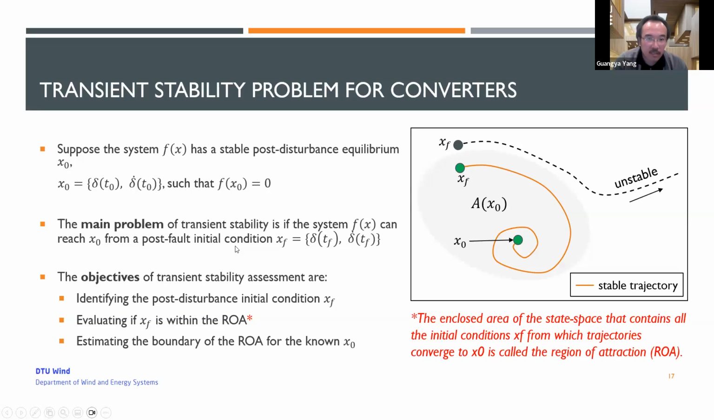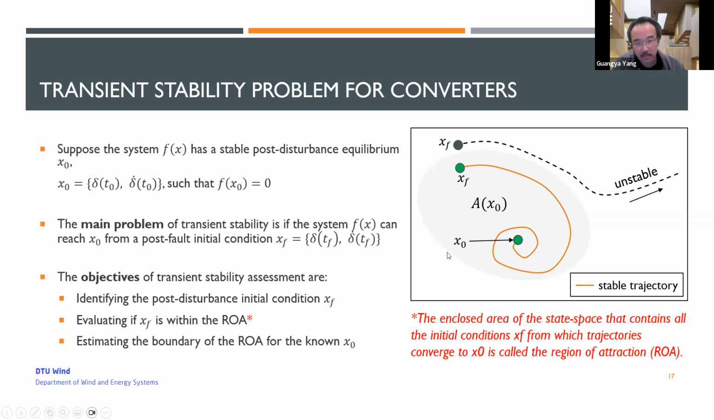So for transient stability of converters, initially you have a stable point, and you also know there will be a stable post-disturbance equilibrium. The main problem for transient stability is whether the system after the fault, where it's XF, is able to transit to the stable equilibrium point. If this XF is outside of the region of attraction, then you will go to the unstable case.